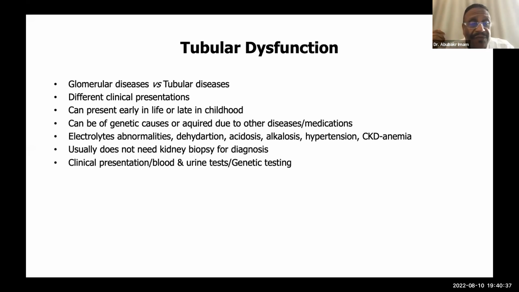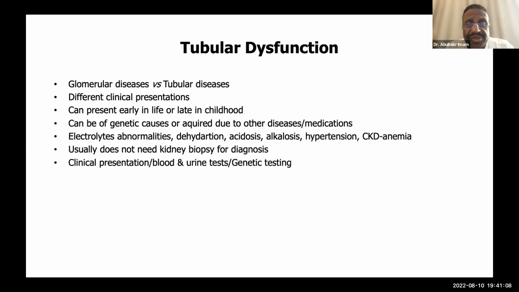magnesium, phosphate, calcium, and so forth. It can be due to a defect in the concentrating ability of the urine. So patients might develop dehydration, as we see in diabetes insipidus. Patients have a nephrological problem in the response to the antidiuretic hormone. This patient can present with severe dehydration.